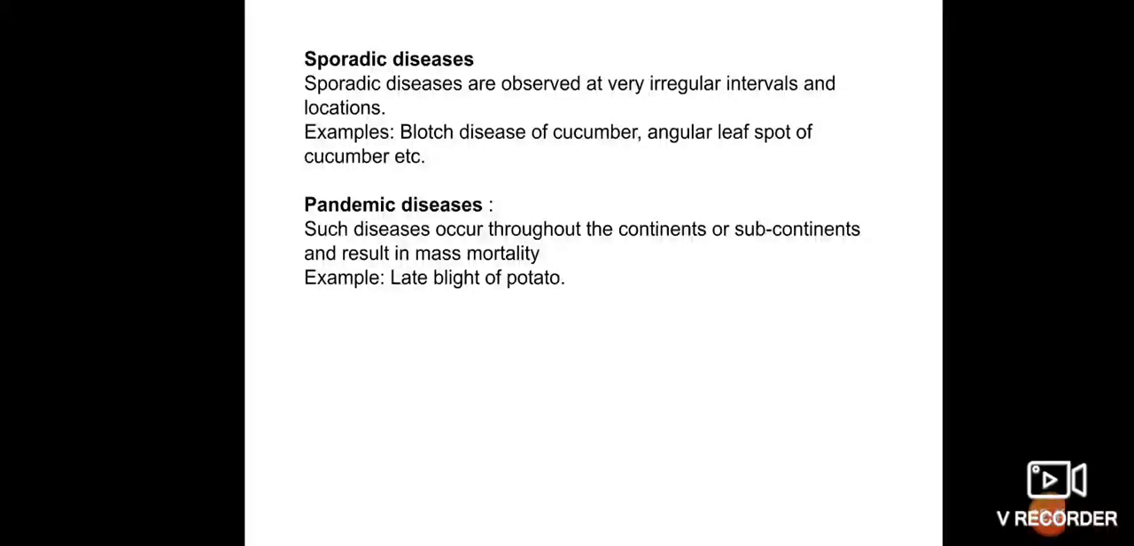Next is sporadic diseases. Sporadic diseases in reality belong to the epidemic group. The term is applied to those diseases which occur at very irregular intervals and locations and in relatively few instances. Examples of sporadic diseases are angular leaf spot and blotch disease of cucumber.